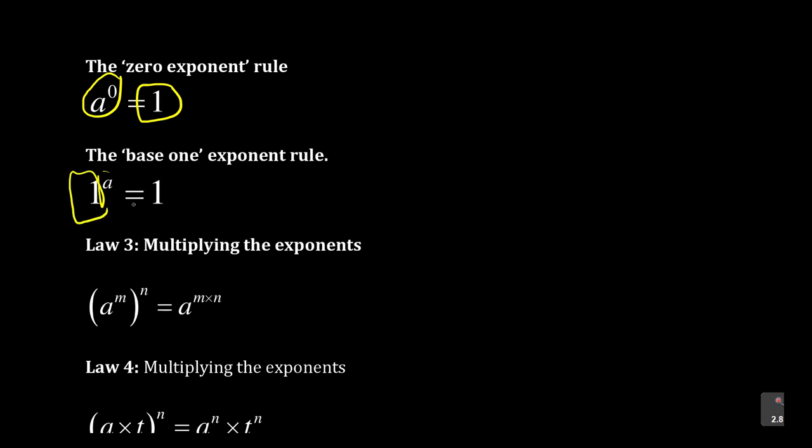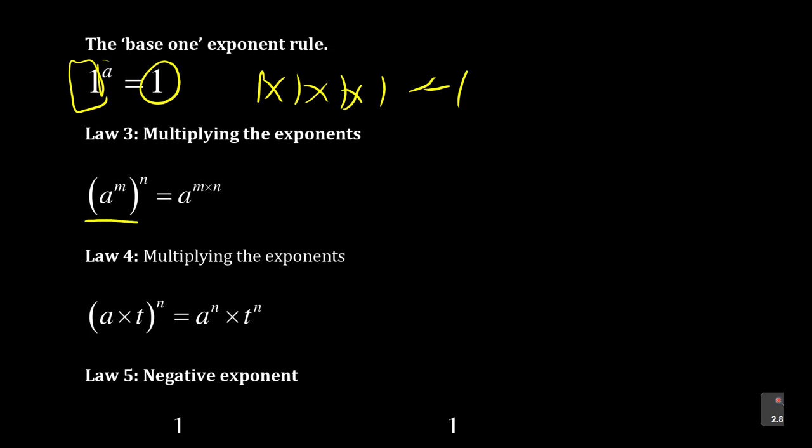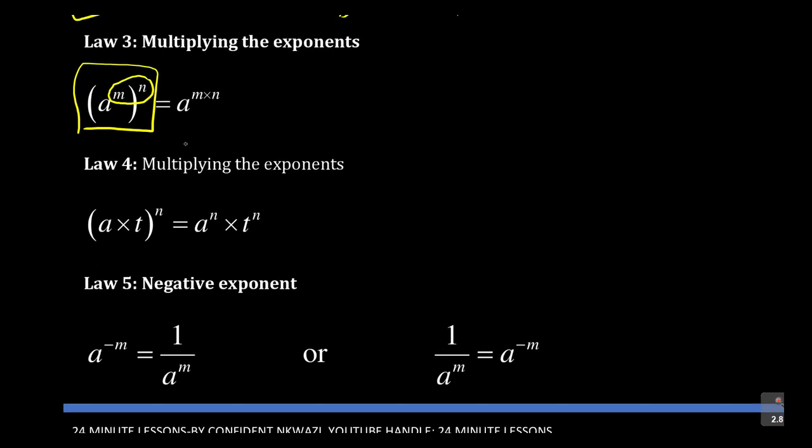One to the power of a, whatever the a is, you just get one. I mean, you can multiply one times one times one 150 times. It's just simple, a one. Then you have this law which says if there is a bracket here, what do you do to these exponents? Multiply them. All right. Sometimes they extend it. This is an extension of this law.